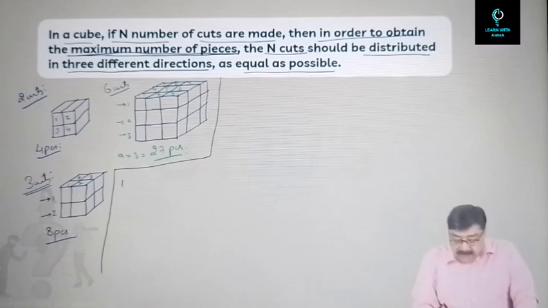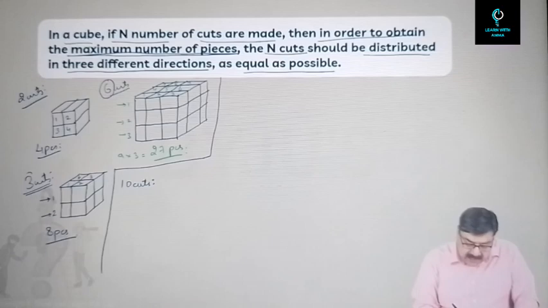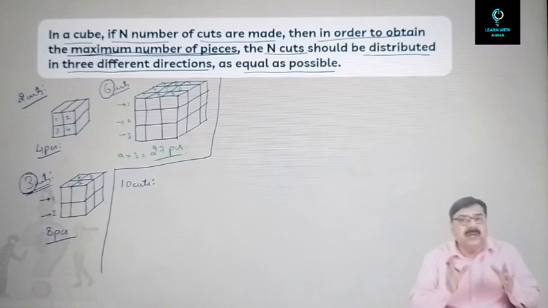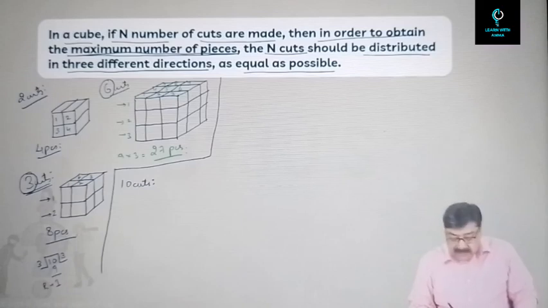Now what do we do if we have to make 10 cuts? How would you distribute these 10 cuts? Well, as I said, divide the number of cuts as equal as possible in 3 different directions. Now see, 6 and 3 are multiples of 3. So we could easily divide these cuts as per the quotient you receive when you divide 6 and 3 by 3. But for 10, when you divide 10 by 3, you get 3 as the quotient and 1 here is the remainder.